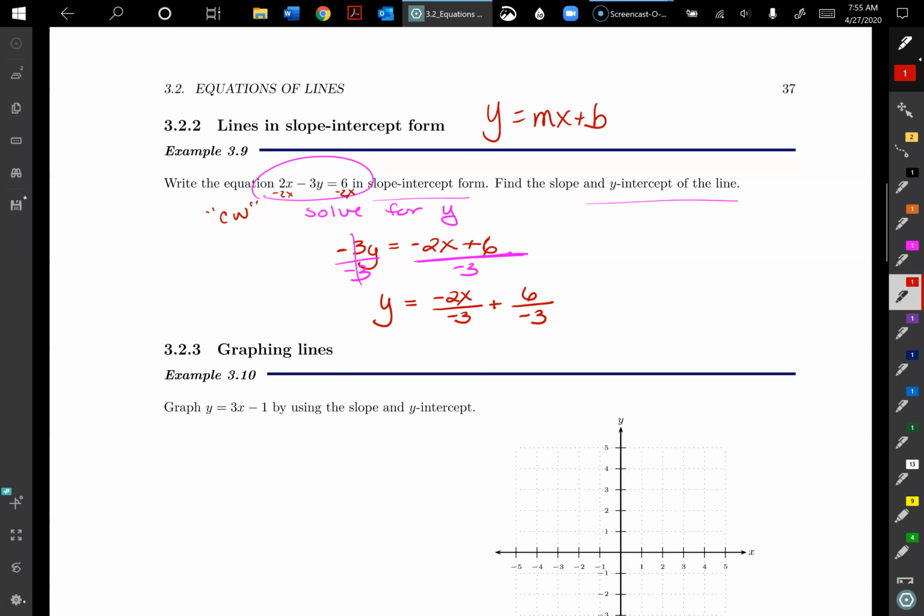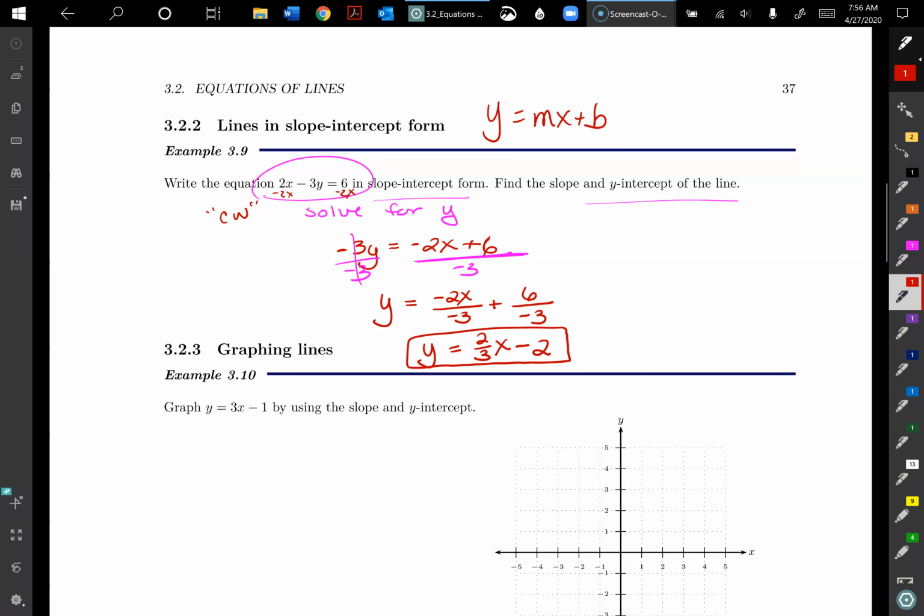It's kind of like distributing through by a negative 1/3. That's really what we're doing. Multiplying by negative 1/3 would be the exact same thing as dividing by negative 3, and that's what allows us to do that. Now we want to simplify this. So y equals negative 2x over negative 3 would just be 2/3 x. And then 6 divided by negative 3 is a minus 2. So that's our final answer there: y equals 2/3 x minus 2.